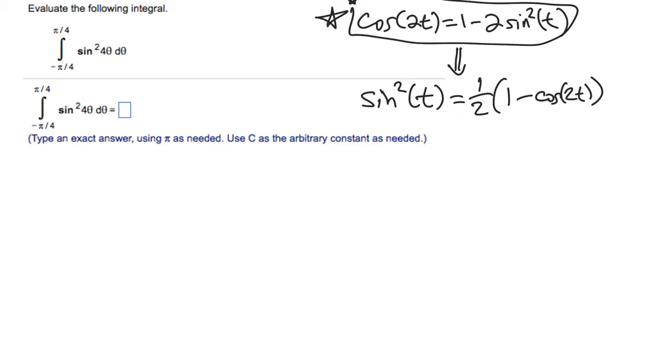In your notebooks, it's probably good to have a page or a box somewhere that you're going to collect some trig identities because they will come up in chapter 7.